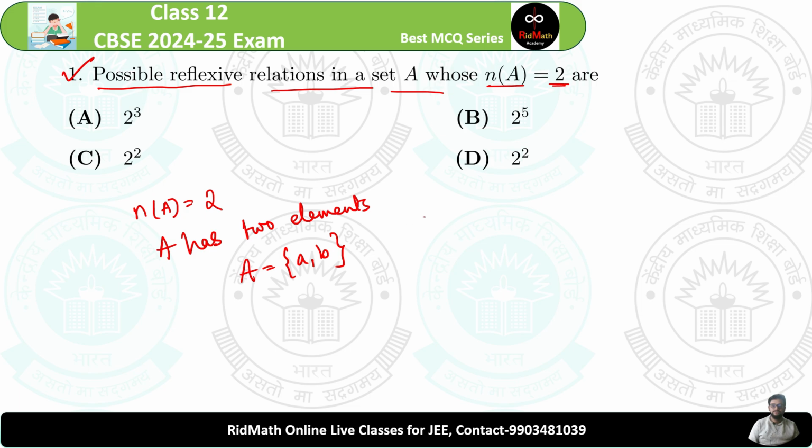Now, the reflexive relation R. What is the condition for R to be a reflexive relation? R has to have this element and this element. If any of these two elements is absent, then R will not be a reflexive relation. So we have to take this element and this element, then we can take other elements from A cross A.